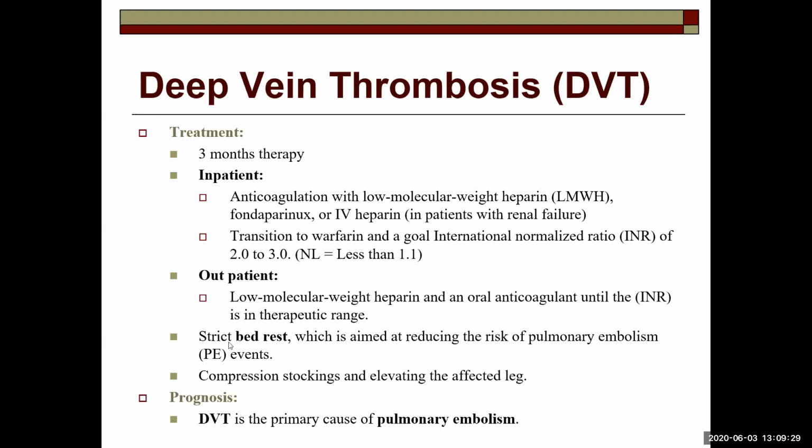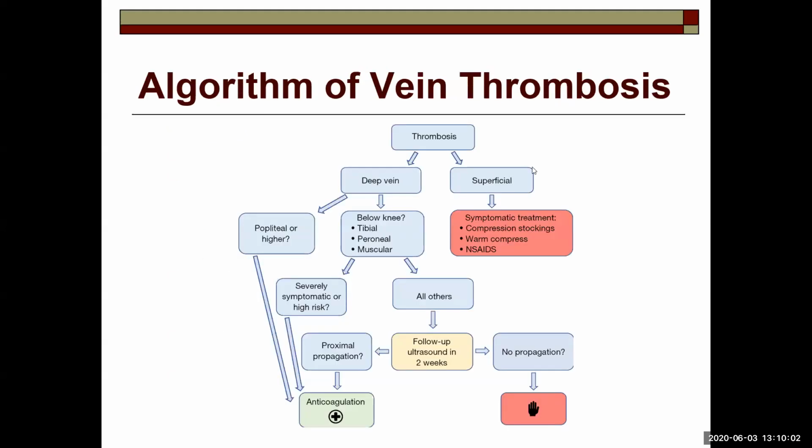So bed rest, okay, which is aimed at reducing the risk of pulmonary embolism. I want you to underline and circle pulmonary embolism, because this is the most important complication that you can get from DVTs or any of the leg clot type of issues. All right, so this is an algorithm of the vein thrombosis to find out if it's actually deep or superficial. It just summarizes what we just discussed here.